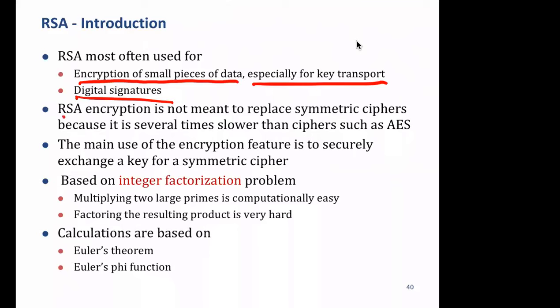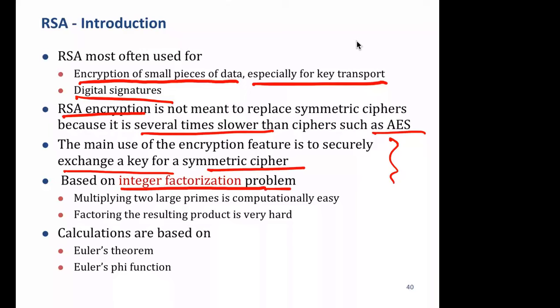RSA encryption, as we have seen in the case of public key encryption, is several times slower than symmetric encryption, which is AES. So the main use of RSA encryption is to securely exchange keys for symmetric ciphers, which of course you can also achieve with the Diffie-Hellman algorithm. It is based on the integer factorization problem.